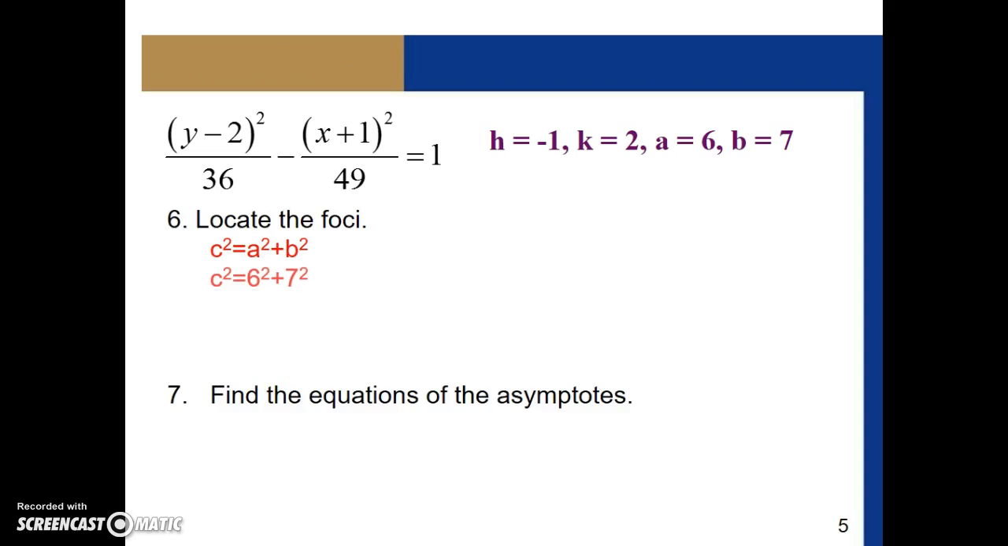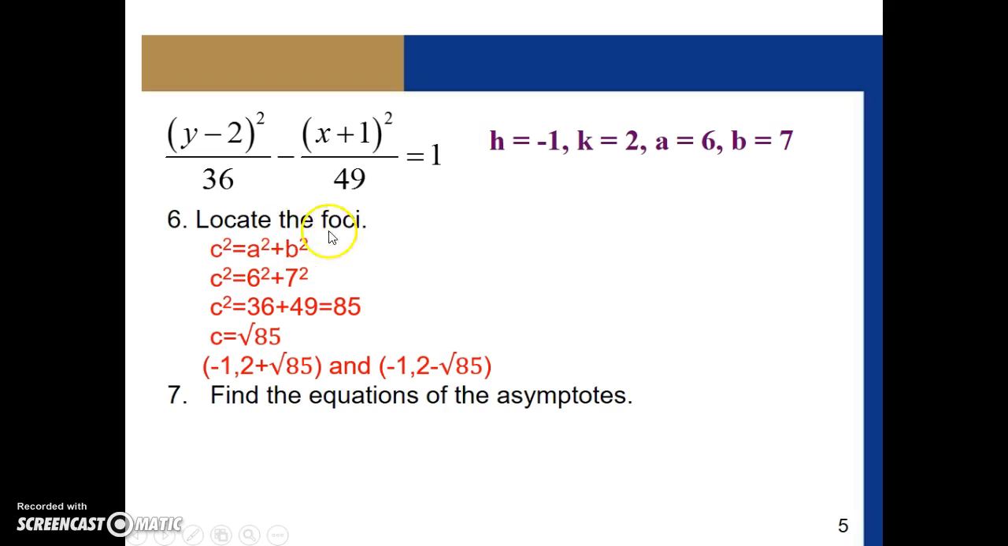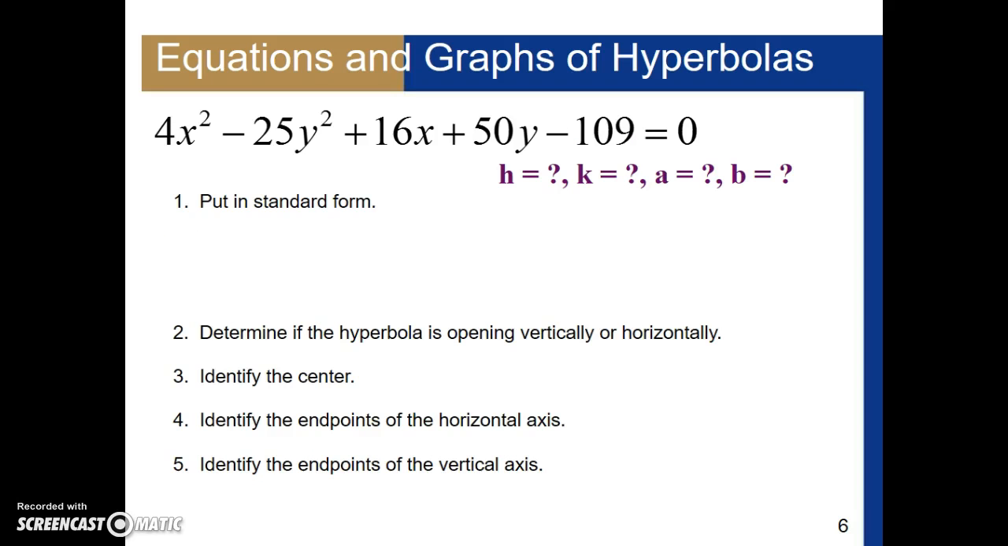We'll locate the foci once again, and we need our value of c, which is the square root of 85. We're going to add that because our foci are going to be on the vertical transverse axis. We need to add and subtract that value from our k value or from our y coordinate to the center point. The equations for the asymptotes are going to be 2 plus 6/7, which is a over b in this case, times the quantity x plus 1, and 2 minus 6/7 times the quantity x plus 1.